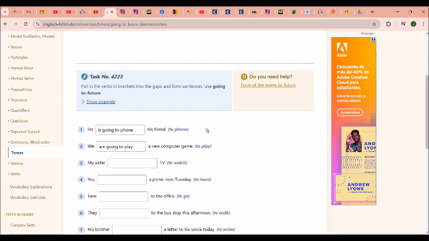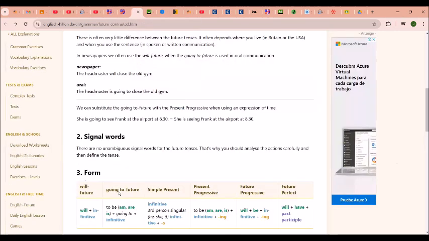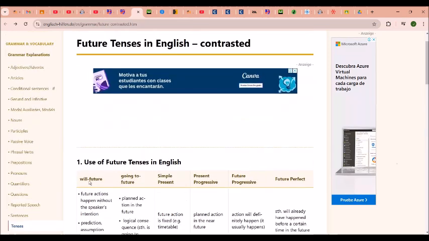All right, Paula. Yeah, my sister is going to watch TV. All right, and Tony. Ulysses, Antonio. Yes. You are going to have a picnic next Tuesday. All right. So these different structures will help us to express the future. Will, going to, present simple, present continuous, and future continuous.